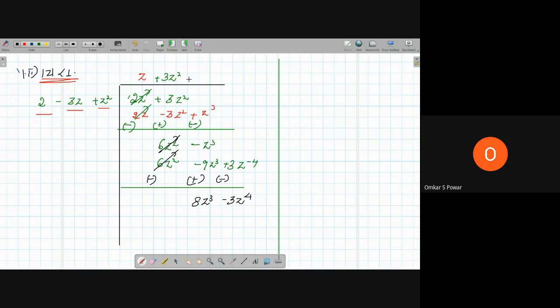And here what you have to get? It is plus 4z cube. That time you will get here 8z cube. Okay. So we got our three terms. So our quotient is z plus 3z square plus 4z cube and so on.